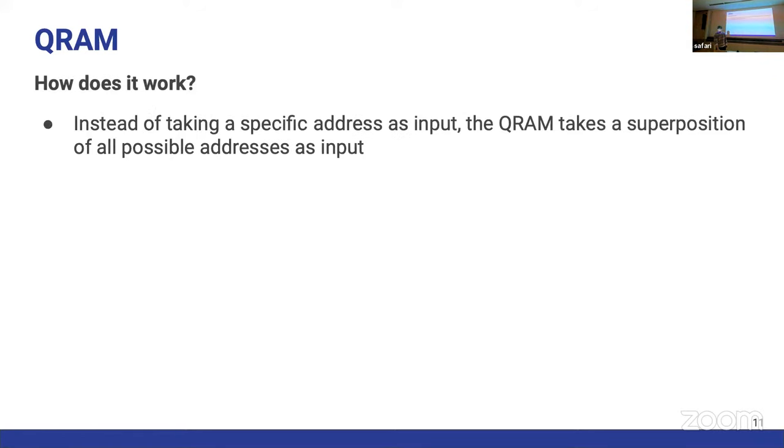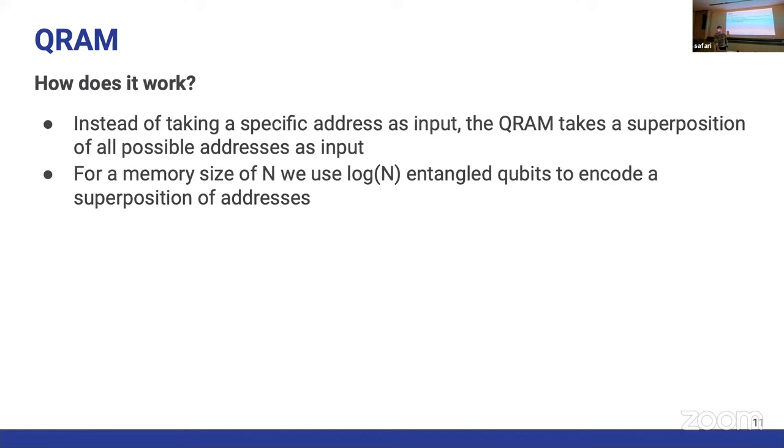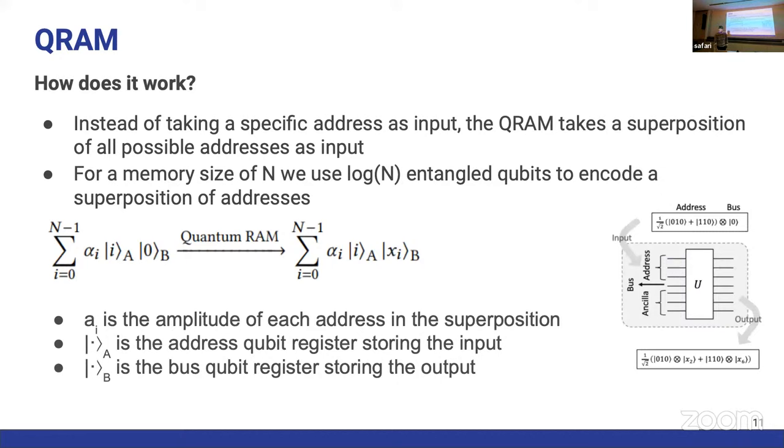QRAM, on the other hand, instead of taking a specific address as input, takes a superposition of all possible addresses as input. For a memory of size n, we use log n qubits inside the superposition. Here is the mathematical notation of such a query. And on the right side, we can see an example where the input is a superposition of basis states 0, 1, 0, and 1, 1, 0, with the data bus, which is at first empty, set to basis state 0. After the QRAM does its thing, we get a new output, which is again a superposition, but this time combined with the corresponding memory cell data.